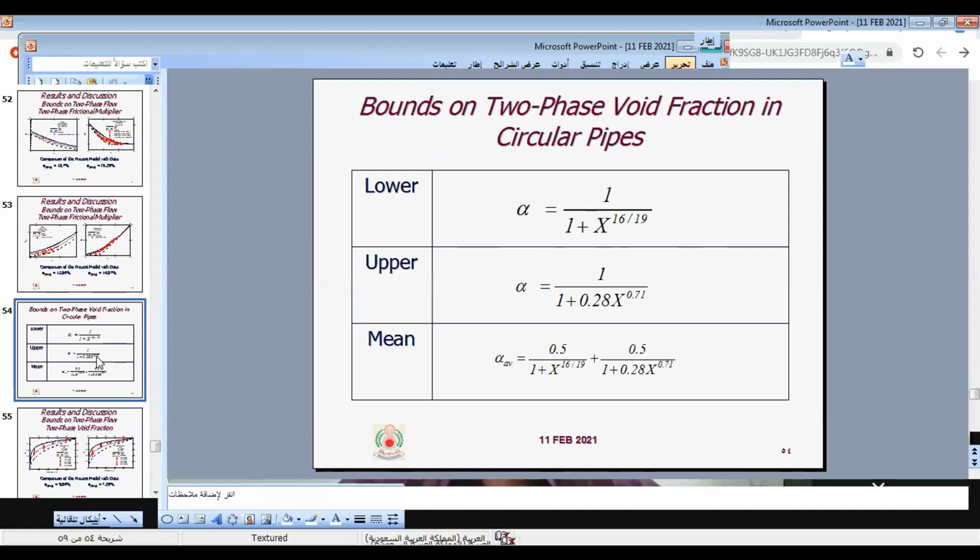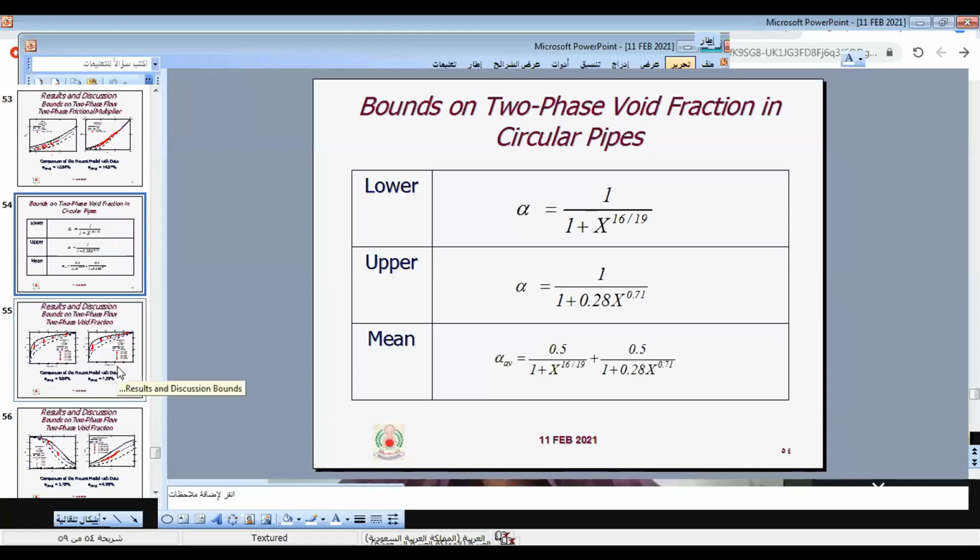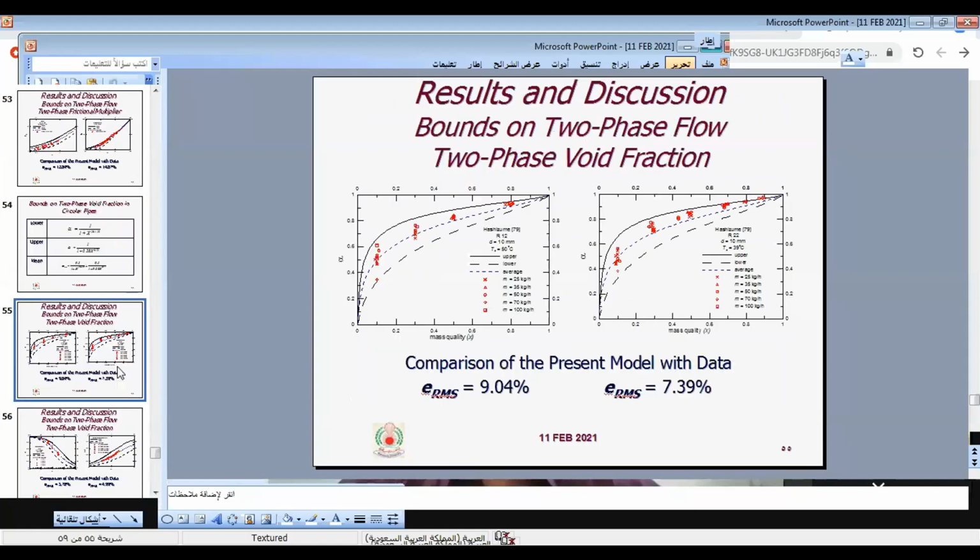Also, as I mentioned, it's important to know the value of the void fraction, because we need the void fraction to calculate the acceleration pressure drop in boiling and condensation processes. So here I introduced the equation for lower bound and upper bound for a circular pipe, and I try to compare this equation using different data sets of refrigerant 12 and refrigerant 22.